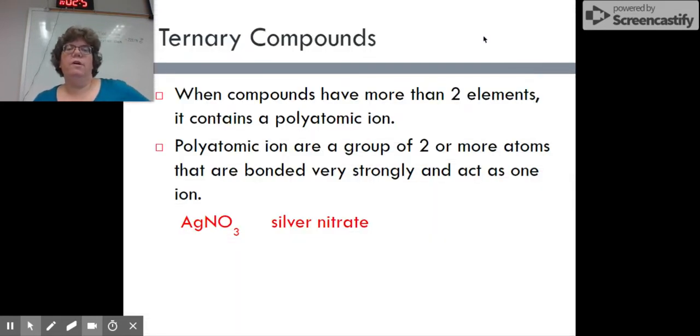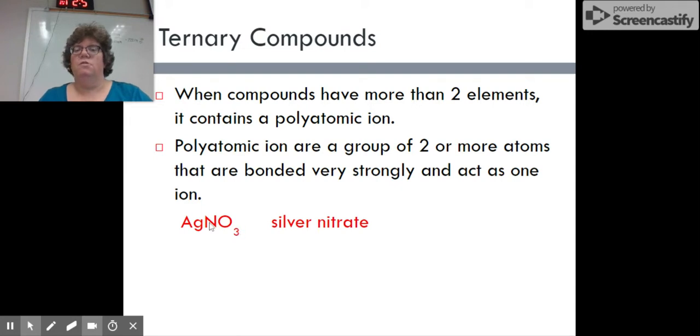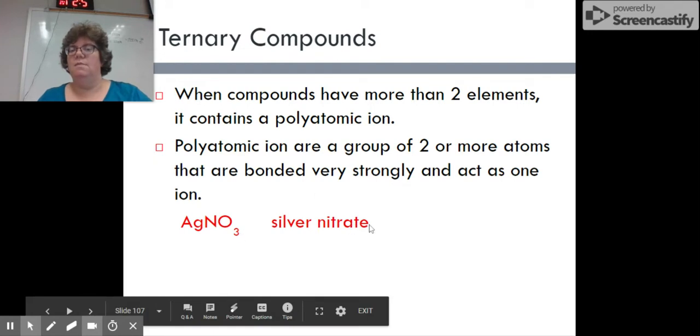So ternary compounds have, like I said, three or more elements, which means they usually have a cation and then a polyatomic anion. Polyatomic is many atoms, but it's still an ion, so it has a charge. So polyatomic ions act as one ion, but it's usually two or more elements bonded together. So you see here the anion for this compound, NO3, is nitrogen and oxygen, both negative. They act together as a group. So we name them together.